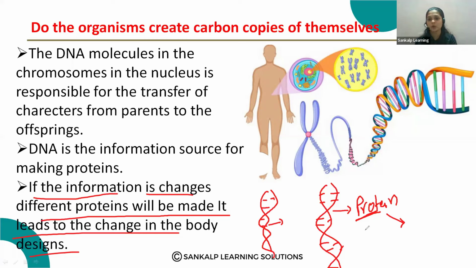So that was one example. Like that, if changes occur in the DNA, they produce different proteins, and that leads to a change in the body designs. So parents and offspring are not exact carbon copies because of this reason. Because changes in the DNA occur, there is a change in the body designs. So that is the first point. If you have any doubts, you can raise the question.